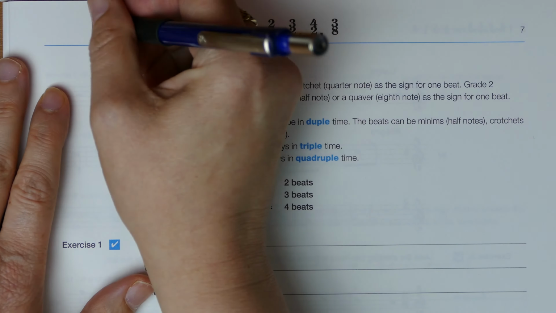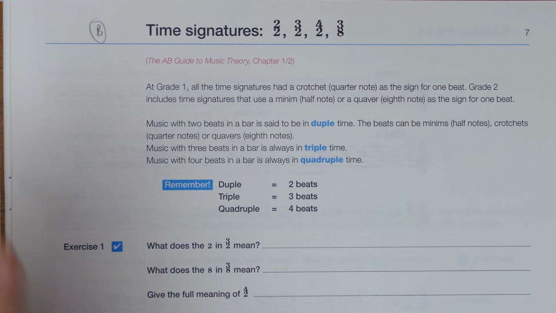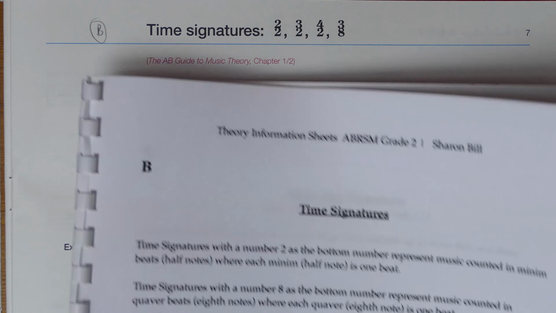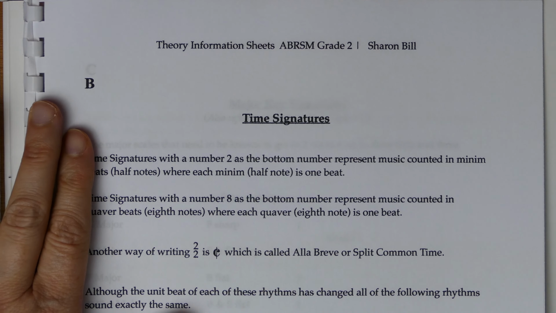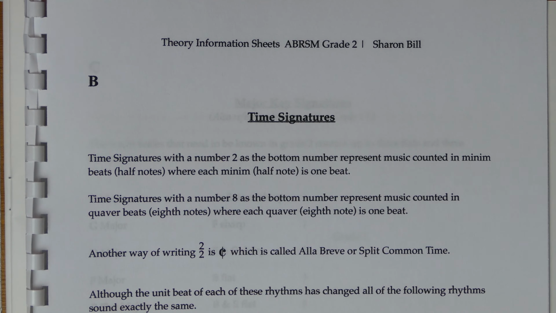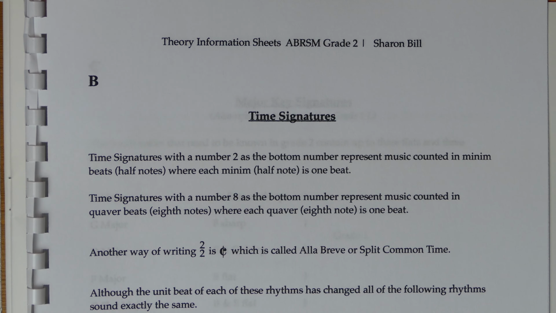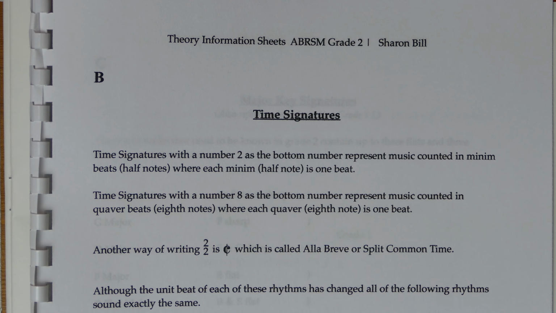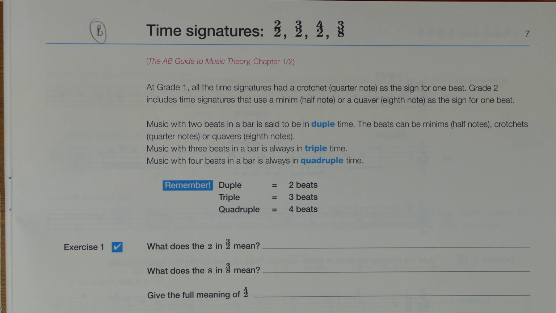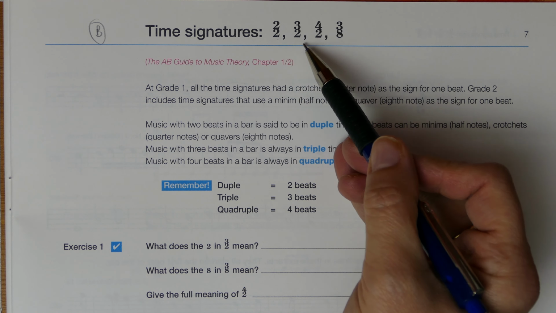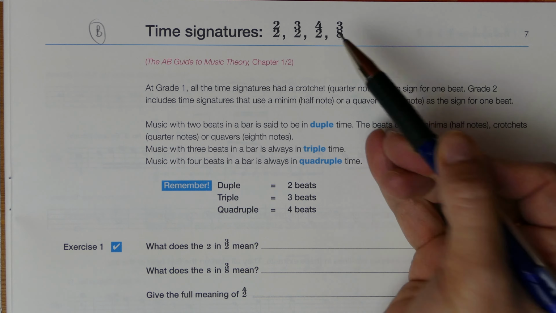So I'm going to refer to this as section B, and it will then link in with the PDF sheet B, where I've given you all the information that you need to know to help you to work through this. We're going to be looking at time signatures. And up until now, in grade 1, we've only dealt with a time signature where the bottom number is 4. However, now we're going to change so that we can be looking at this bottom number as being 2 or 4 or 8.